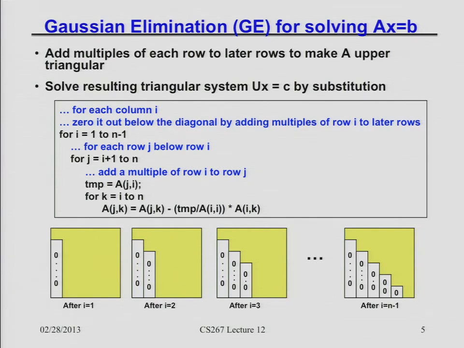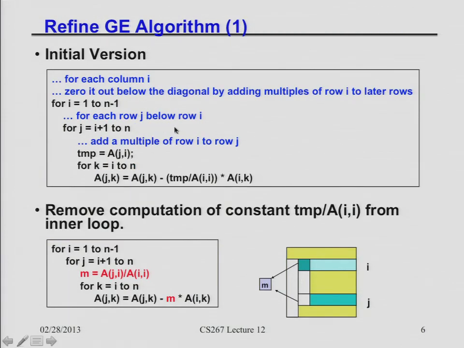What I'm going to do in the following slides is put the code at the top, and then do one optimization. Each slide for a few slides is going to have one optimization until I get what I want. The first obvious optimization on this code, which was on the previous slide, is that it's kind of silly to redo this division in the inner loop because it's the same constant. So let me do that division once and put it in a multiplier M, and then just multiply every time. Picture-wise, I'll take the quotient of that entry on the diagonal, store it in M, multiply that row by M, and subtract it from there. So that's an obvious optimization.